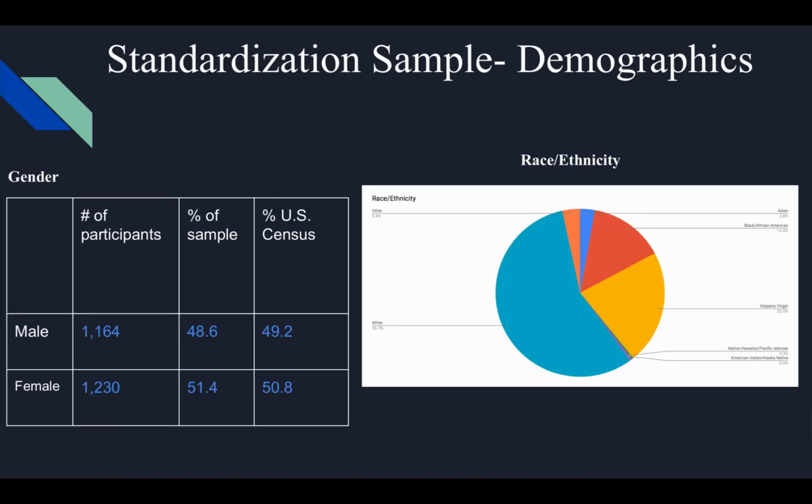The standardization sample was representative of the United States Census in terms of both gender and ethnicity. There were slightly more females included than males, which reflects the U.S. Census. The U.S. Census was also reflected in the number of individuals of each race and ethnicity that were included.